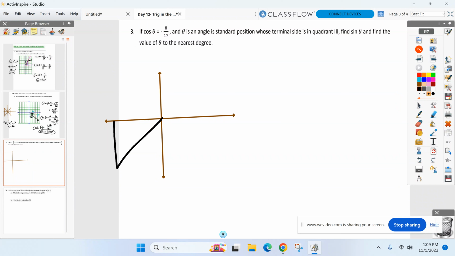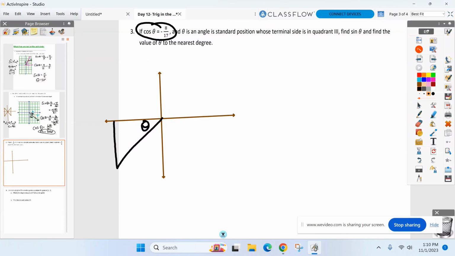There's my right triangle. I got my theta here. Make sure it's always the reference angle. Notice I didn't give you a point, but you can still label two of those sides. How? I gave you cosine is negative 8 over 17.